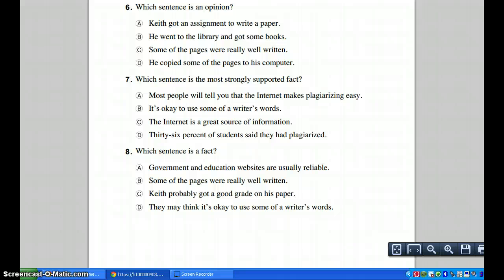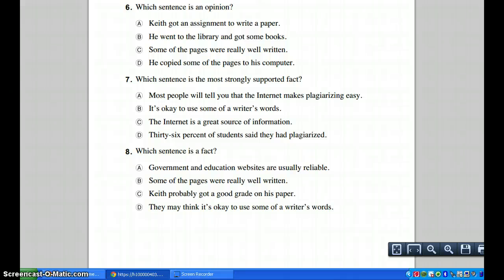Number 7, which sentence is the most strongly supported fact? A, most people will tell you that the internet makes plagiarizing easy. B, it's okay to use some of a writer's words. C, the internet is a great source of information. D, 36% of students said they had plagiarized.